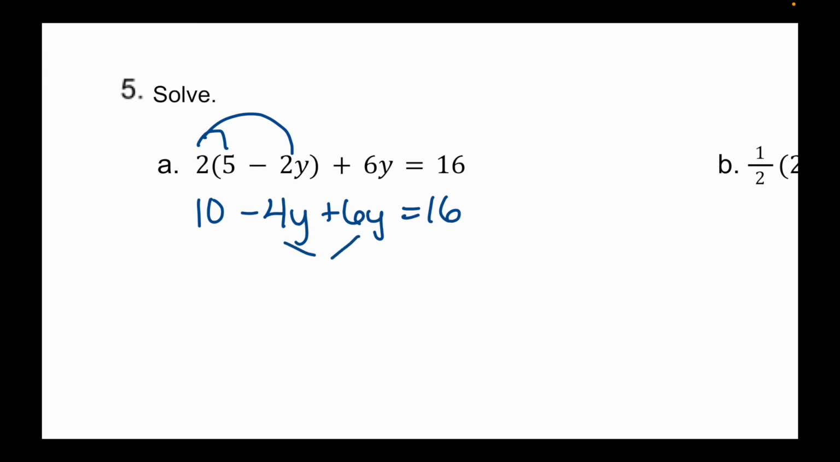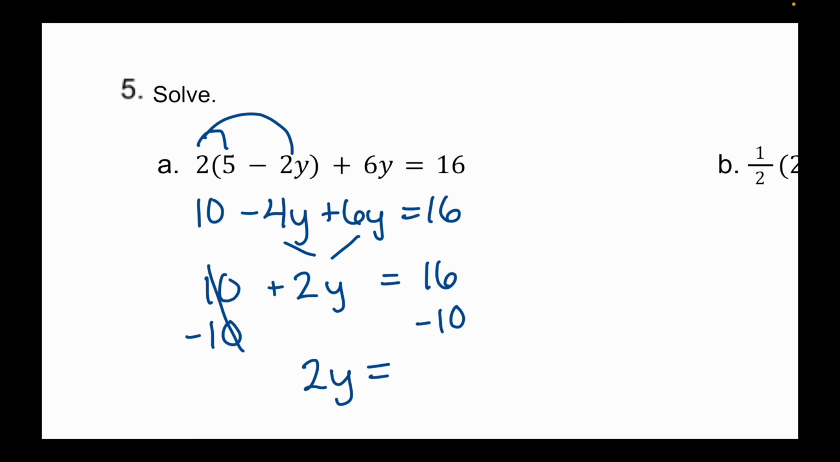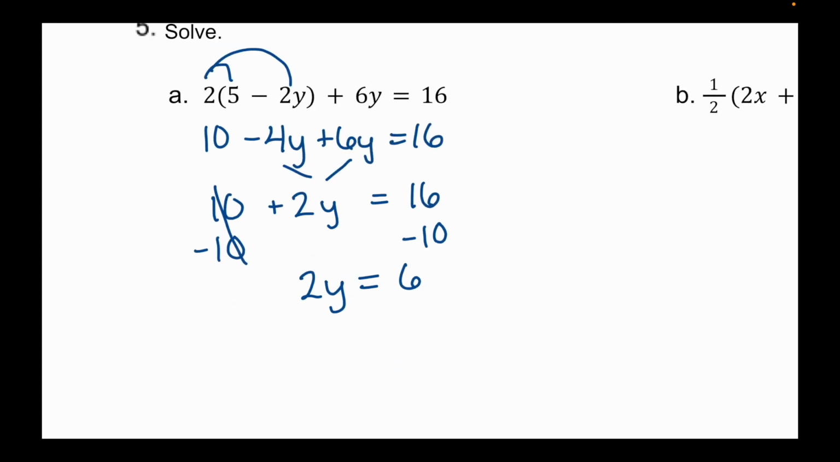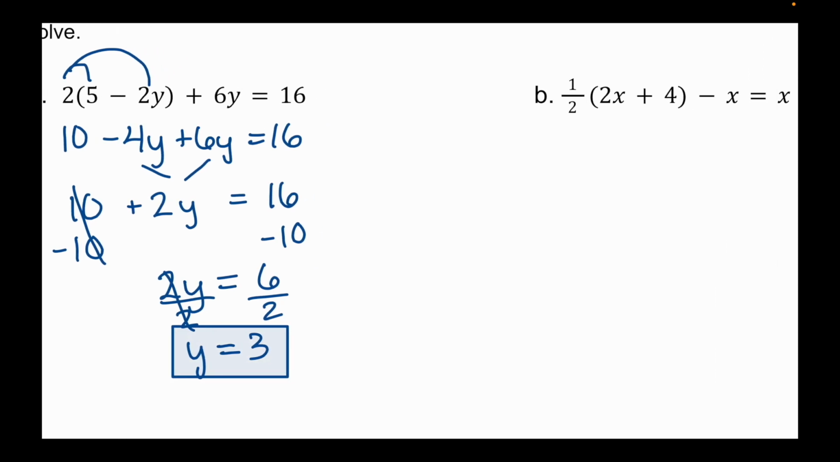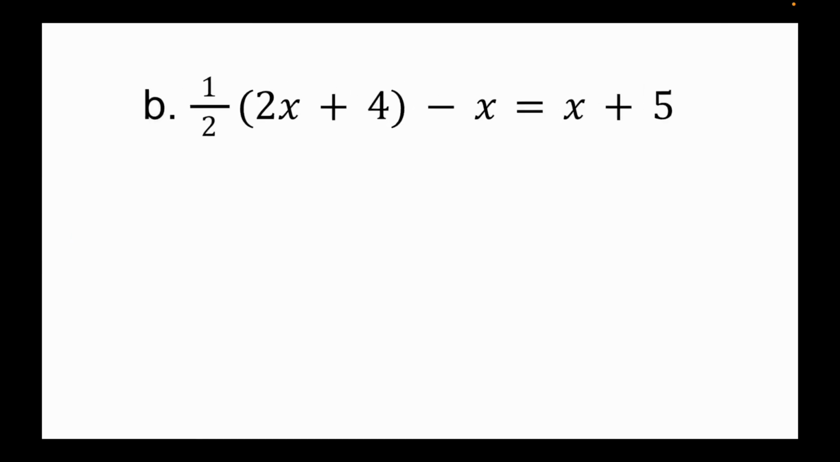We'll combine our like terms. This is still going to be 10. This is now going to be a plus 2y, and it's equal to 16. So we'll minus 10 from both sides to keep things balanced, but move that 10. 2y is going to be equal to 6, which means when we divide by 2, that y is equal to 3. And that's part A. Part B, we're just using x.